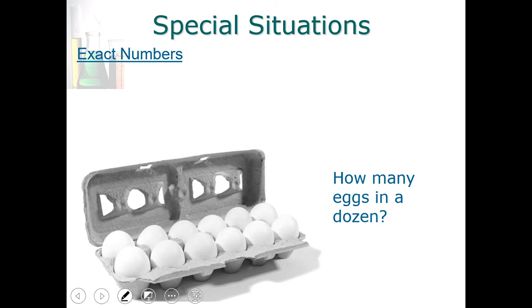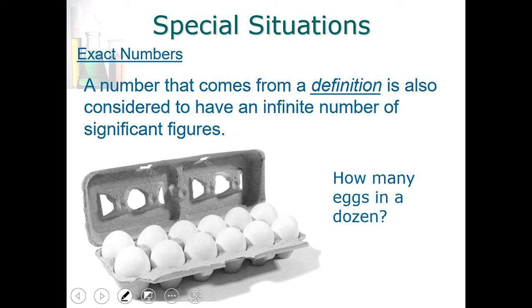Another one, how many eggs in a dozen? Well, by definition, a dozen is 12, right? So you would not come and argue, well, it depends on my measurement here. It could be 11.8 or maybe it's 12.5. No, because a number that comes from a definition is also considered to have an infinite number of significant figures. All right. So when I say a pair of shoes, that means two. It's exactly two. When I say a yard, well, that's exactly 3 feet. When I say a kilogram, that's exactly 1,000 grams.